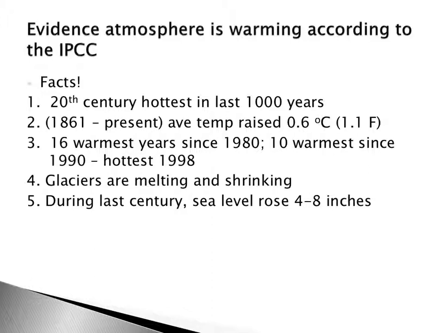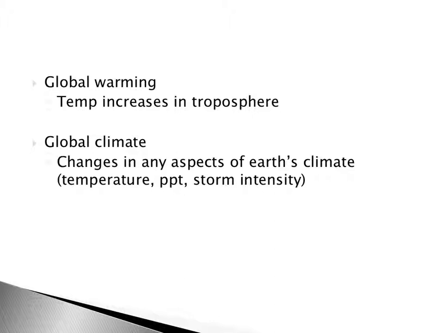We know the glaciers are melting, they're shrinking. Their level has risen 4 to 8 inches. Keep in mind the reason that the sea level is rising is not because there's more water, it's because of thermal expansion. Those molecules are getting further apart and expanding. So global warming means temperature increases in the troposphere, and changes in any aspect of the Earth's climate, like temperature, precipitation, and storm intensity. It deals with our global climate.